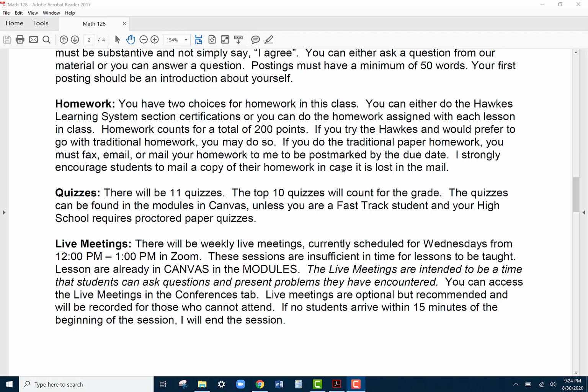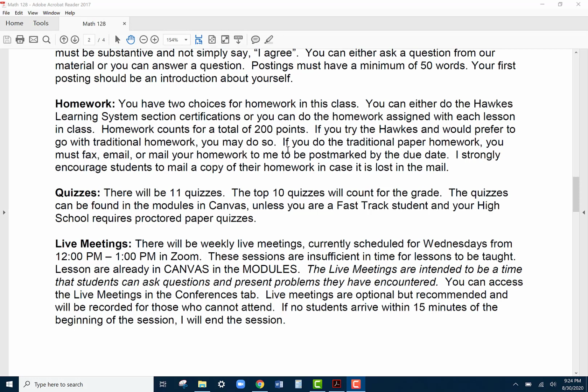Homework: you have two choices for homework. You can either do the Hawks Learning System section certifications. That's where you go through the Hawks online. There's a practice and there's a certified part, so certifying means you got the homework done. Or you can do the homework assigned with each lesson in class. Homework counts for a total of 200 points. If you try the Hawks and would prefer to go to the traditional homework, you may do so.